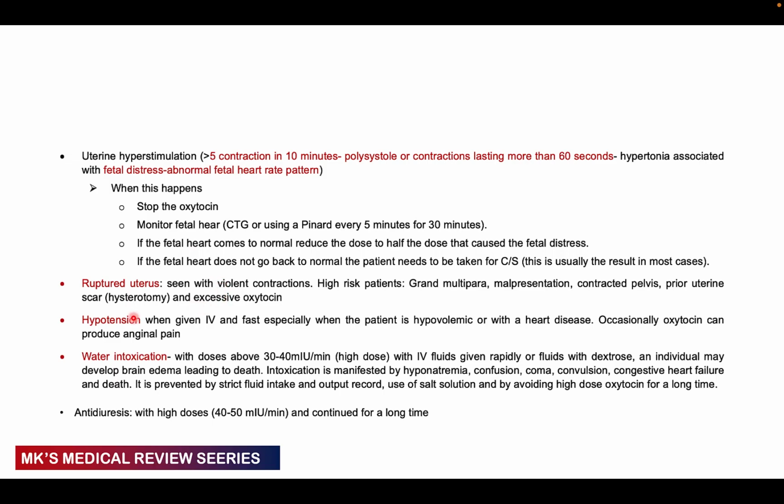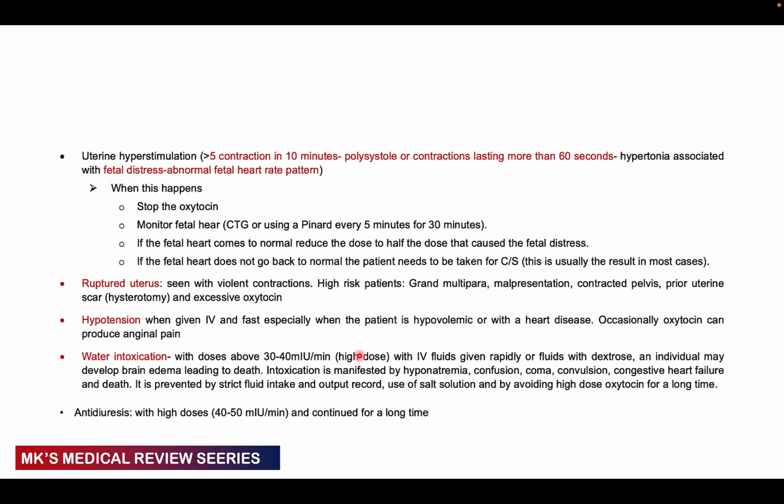It may also result in hypotension, especially if it's given intravenously and very quickly, especially in patients with a background of hypovolemia or with a heart disease. Remember, occasionally oxytocin can also produce anginal pain at higher doses, that's about 30 to 40 milli international units per minute, which is a high dose.